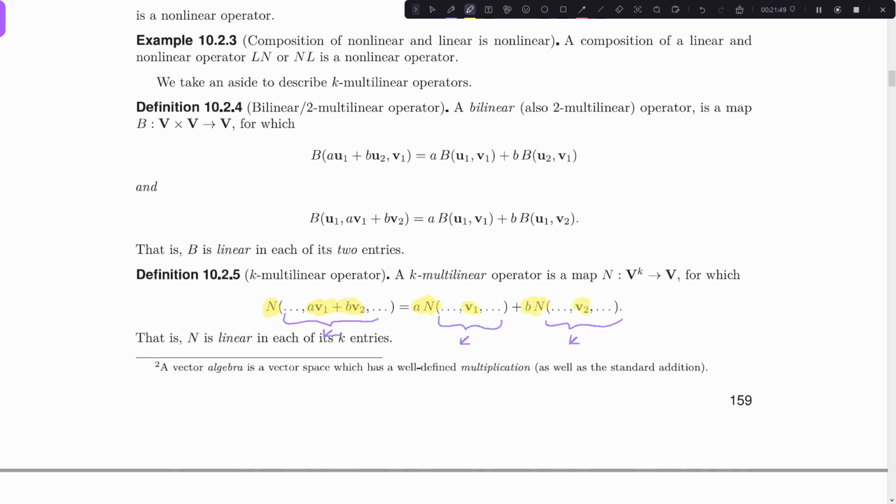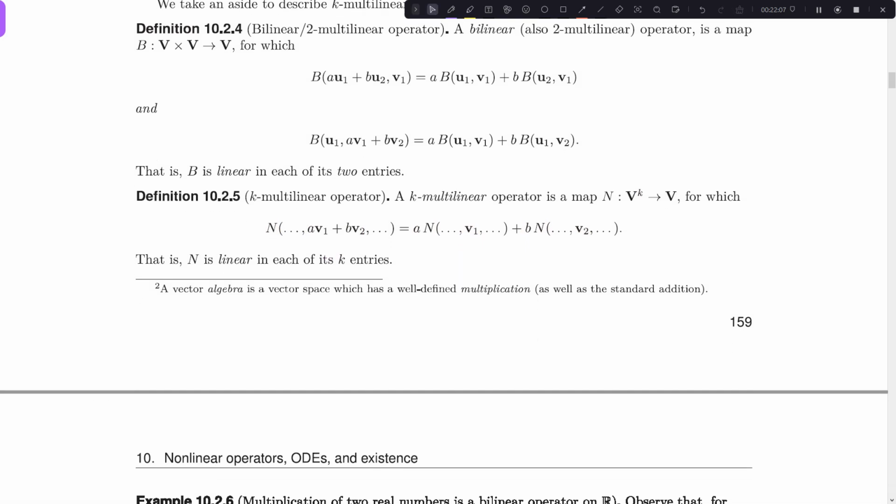So I'm linear in every single place that I can put something inside of, but that doesn't make me linear overall, right? It would only make me linear if K here were equal to 1, and I only had one possible input that I could give my operator. So that's what K multilinear means.